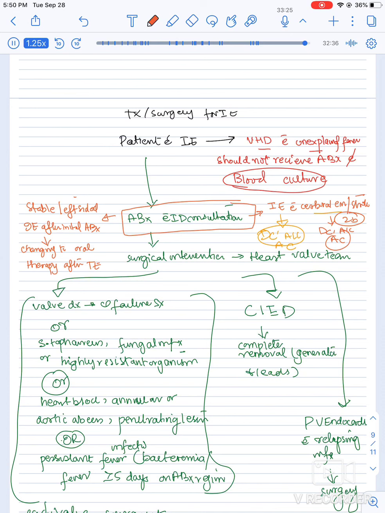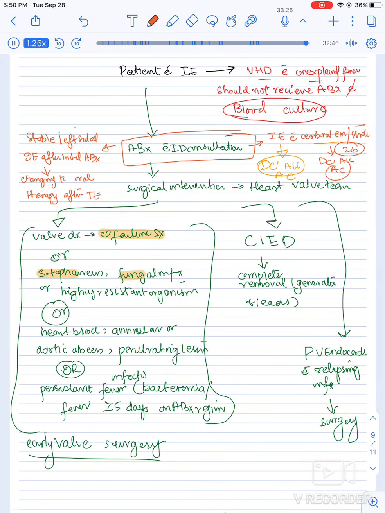So the bottom line in these patients is that early surgery should be considered in patients who have heart failure symptoms, those who have highly virulent pathogens like Staph aureus, fungal infection, or highly resistant organisms. If the patients have heart block, annular or aortic abscess, or penetrating lesions, or persistent infection in the form of either persistent fever or bacteremia for greater than 5 days on antibiotic regimen, in those patients, you should consider early valve surgery. And if patients develop infective endocarditis with or without cerebral embolism or stroke, consider discontinuing all anticoagulation temporarily.